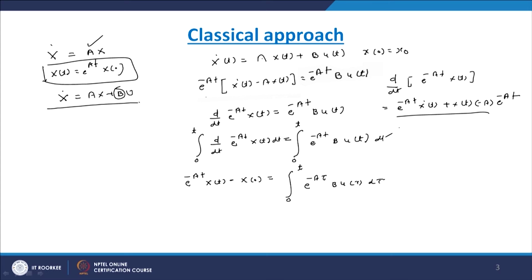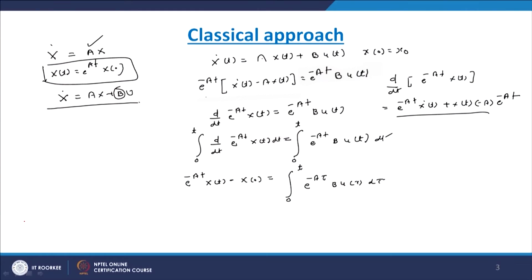Now, how to move further? We will move x of 0 to the right hand side, and then use the concept of e raised to minus At on the right hand side and see what result will come. Now, after this equation, what we can do is multiply it by e raised to At on both sides.